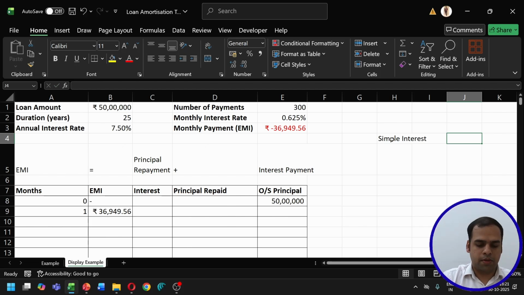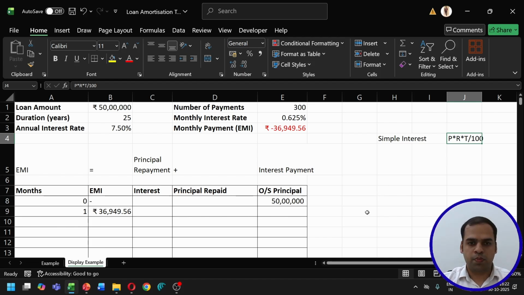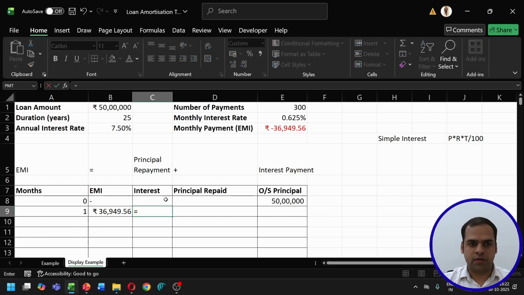which is P into R into T divided by 100. So P will be the outstanding principal, R will be our 7.5 annual interest rate, and T will be 1 divided by 12. So we can use the monthly interest rate as well. So interest will be calculated as principal outstanding into monthly interest rate. And I'm again freezing this cell.